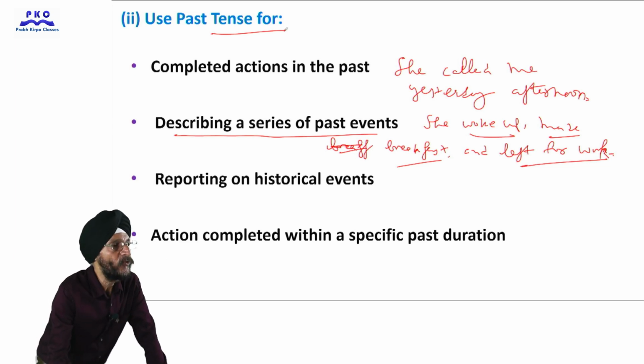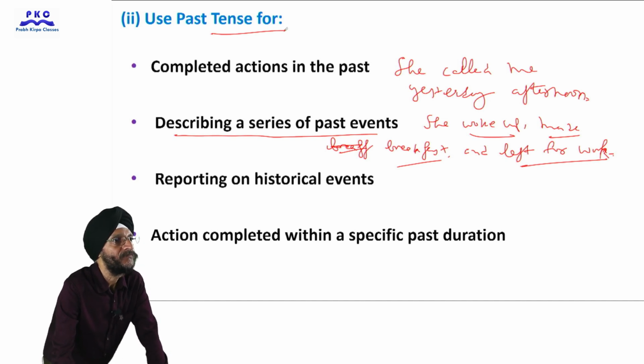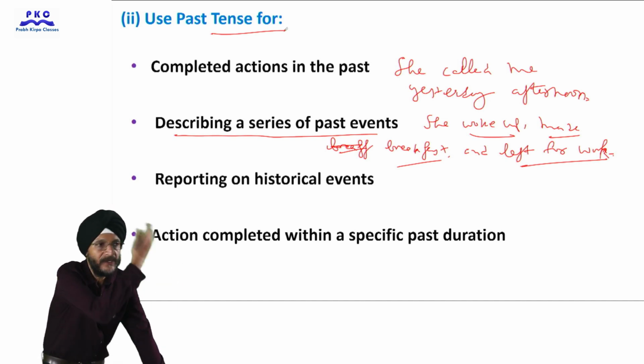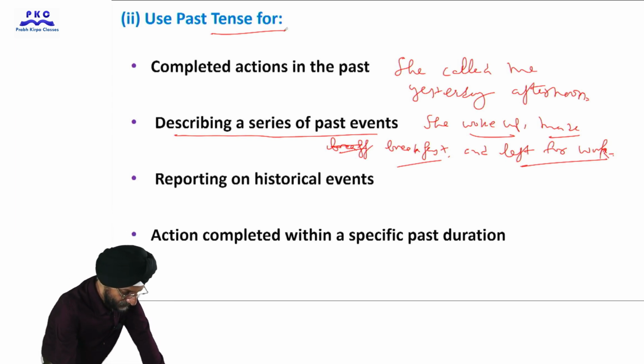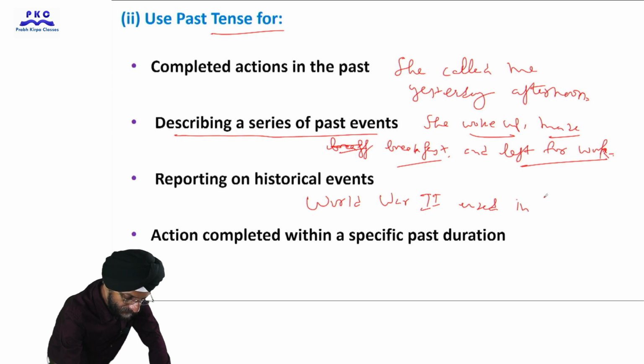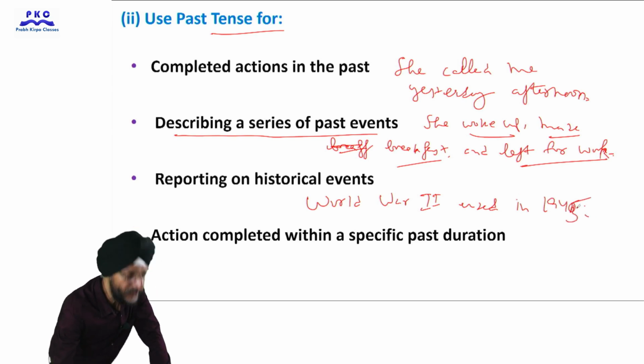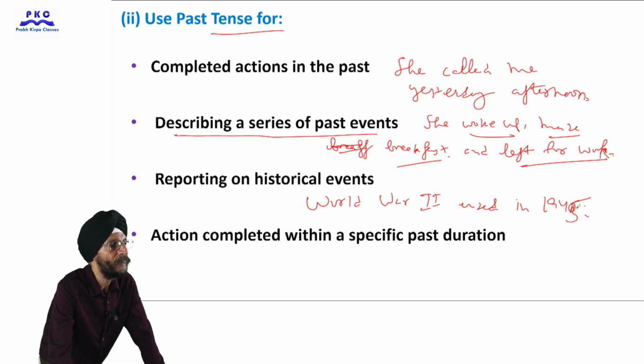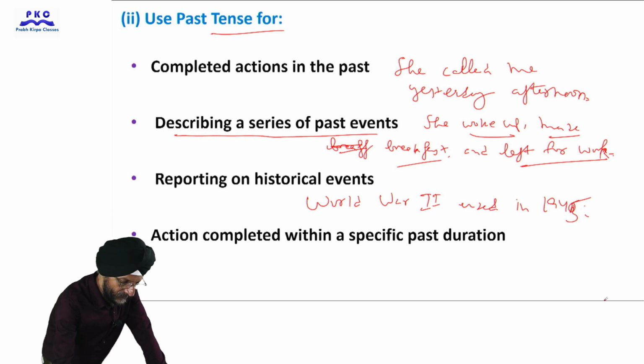We have to use past tense for reporting on historical events, the events which have happened in the past in history, and now they are history. World War II ended in 1945. So here it is history. So when reporting such events, we have to use past tense.